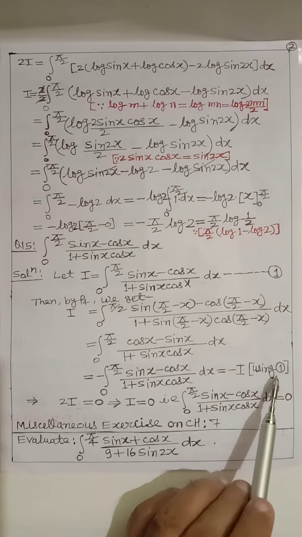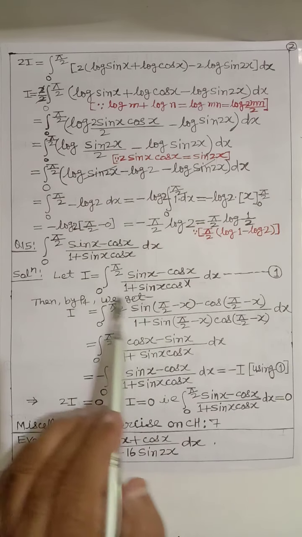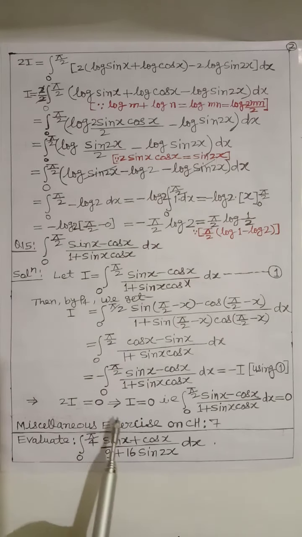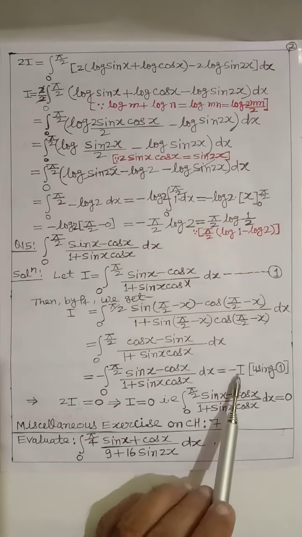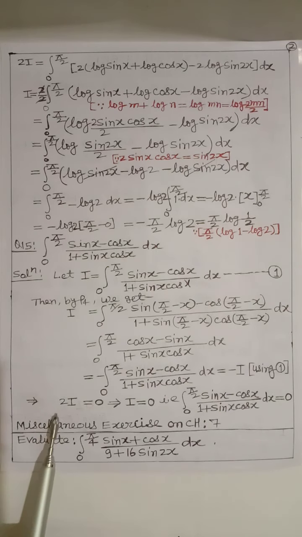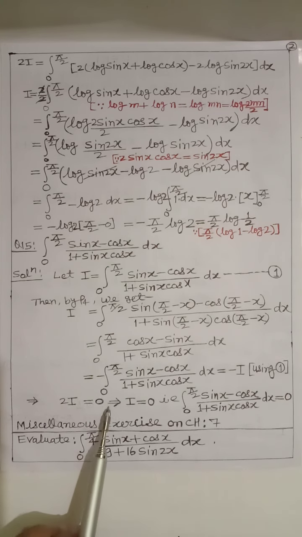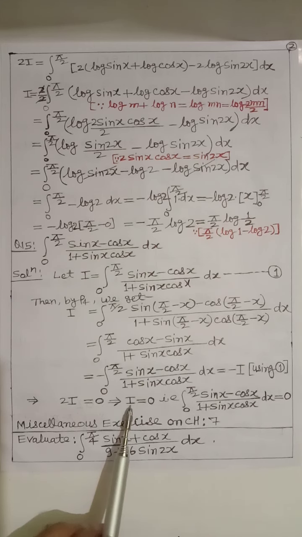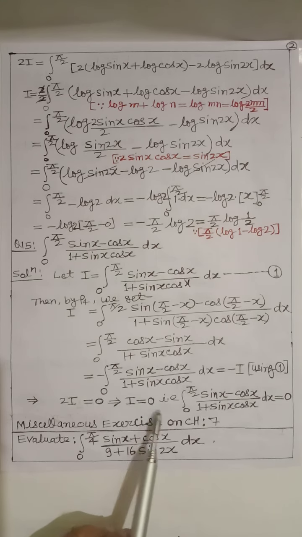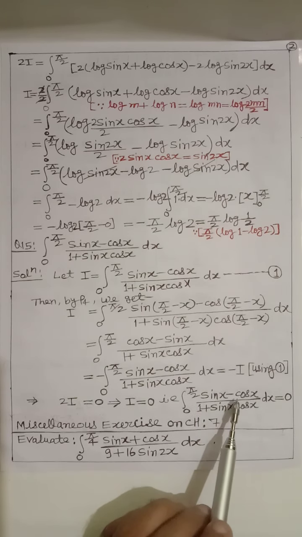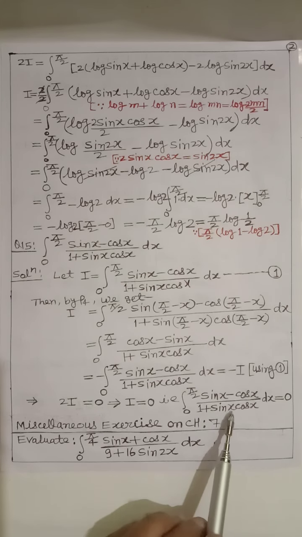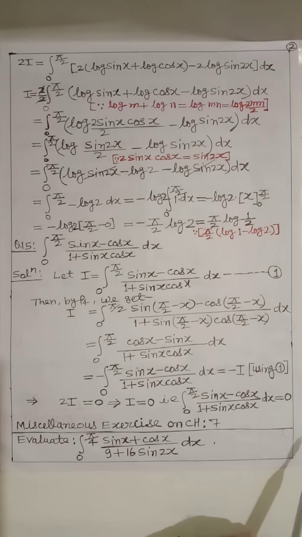And this is equal to minus I. Why? Using 1, I is equal to the given integral, so this is equal to minus I. And here minus I we transfer to the left side, so we get 2I equal to 0, which implies that I is equal to 0, meaning integration of 0 to pi by 2 of sin x minus cos x by 1 plus sin x cos x dx is equal to 0.